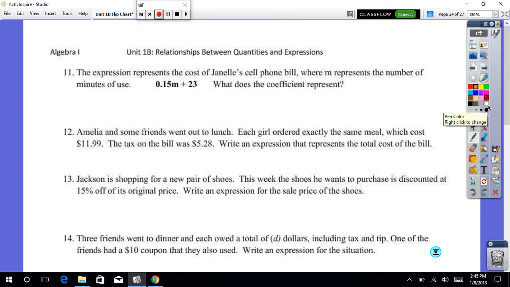All right, let's flip it over. And here, oh, that's the exact same one that was on the last page. Oh, I answered it by accident. Okay, what does it represent? Like I said, it could represent a service fee or base price. Okay, we're not 100% sure.